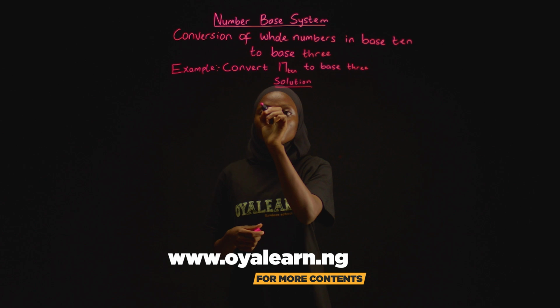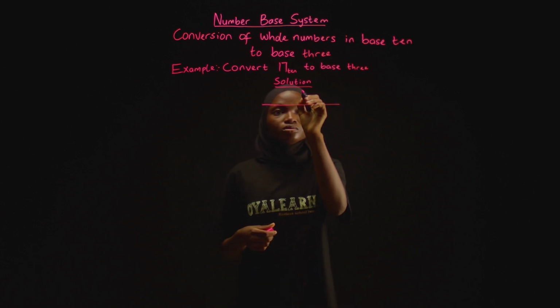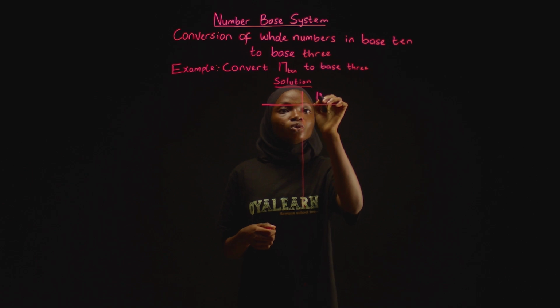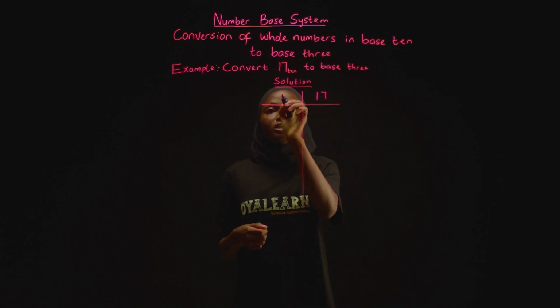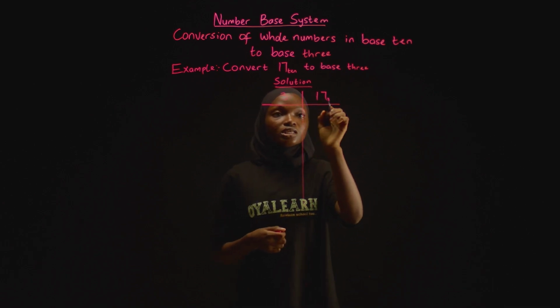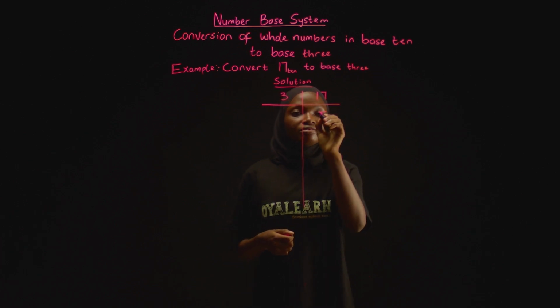And how do we do that? We draw a table. The number you are converting, which is 17, place that at your right hand side. Then the base you are converting into, which is 3, place it at the left hand side. Then we start dividing. 3 goes in 17, that's 5.